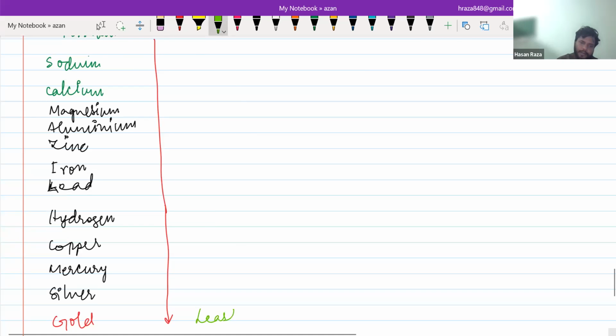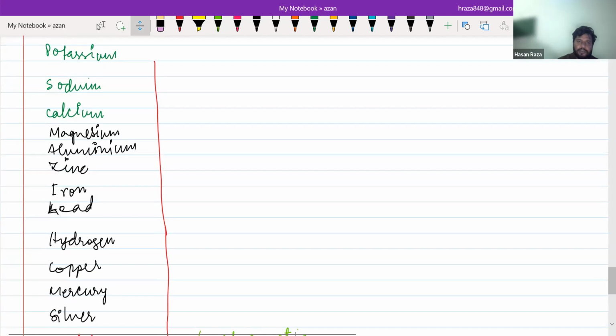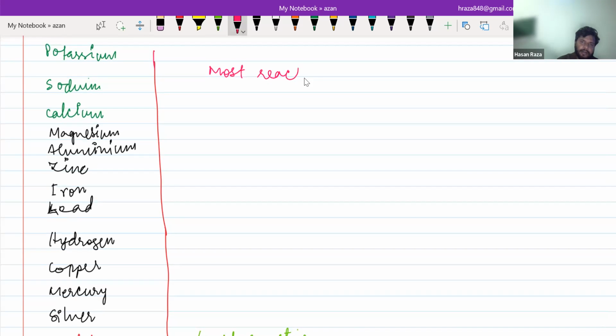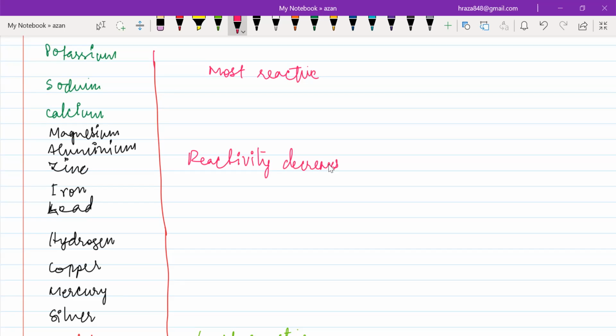This is least reactive, and this is most reactive. Potassium is the most reactive, and the reactivity decreases in order. So the metal which is most reactive will displace a less reactive metal from its salt. Are you getting my point? Yes. Okay, very good.